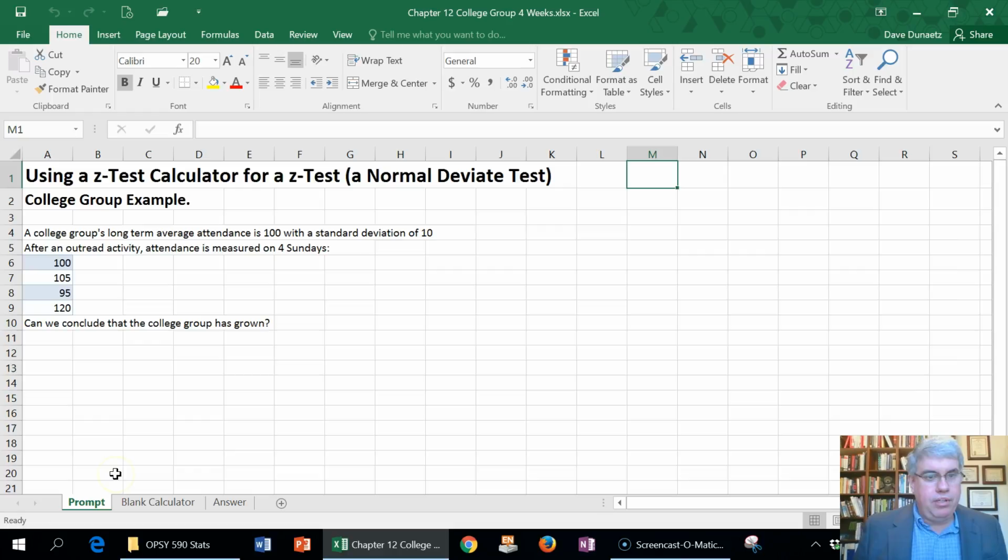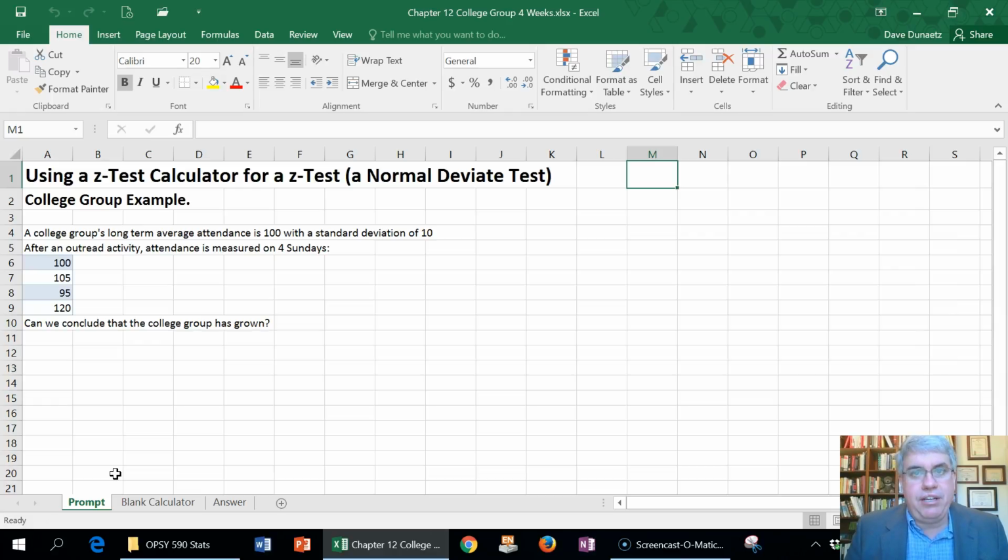In this example, we're looking at a college group in a church. It's a group of college students that meets together every week for Bible study and worship and other activities, on Sunday mornings. This college group's long-term average attendance is 100 with a standard deviation of 10. So there's usually between 90 and 110, and almost always between 80 and 120.